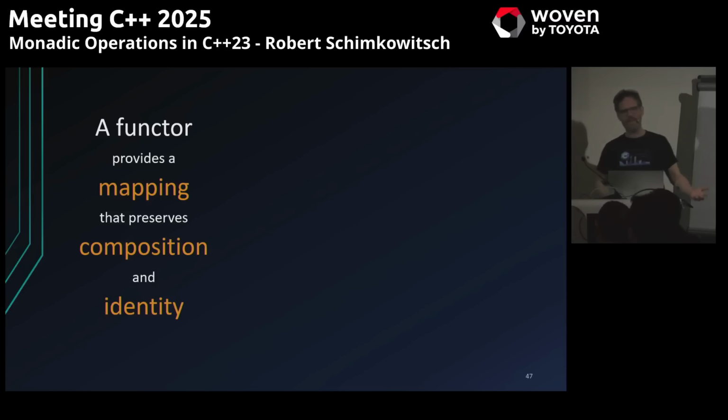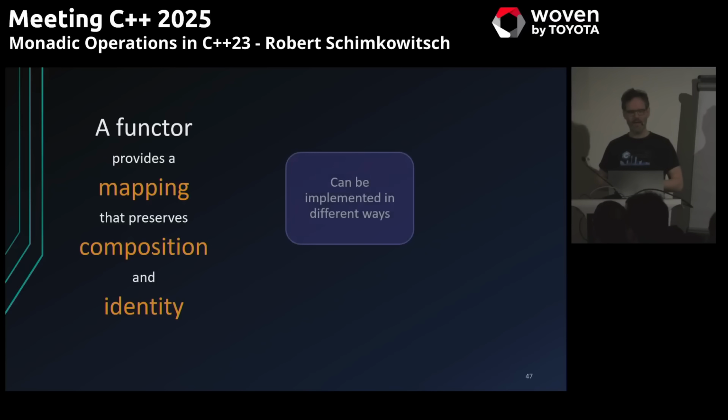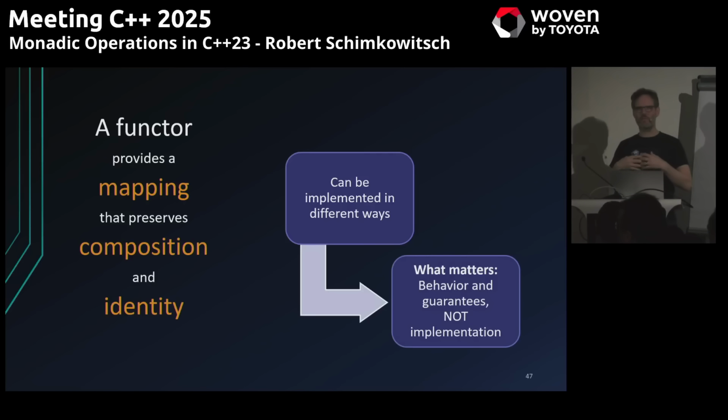So to summarize, a functor allows us to map functions into different categories, like from single values to vectors to optionals and to other things. And they follow the rules of composition and identity. As we've seen, functors can be implemented in different ways. And this implementation does not make them a functor or not. It's the behavior and the guarantees following those two rules.